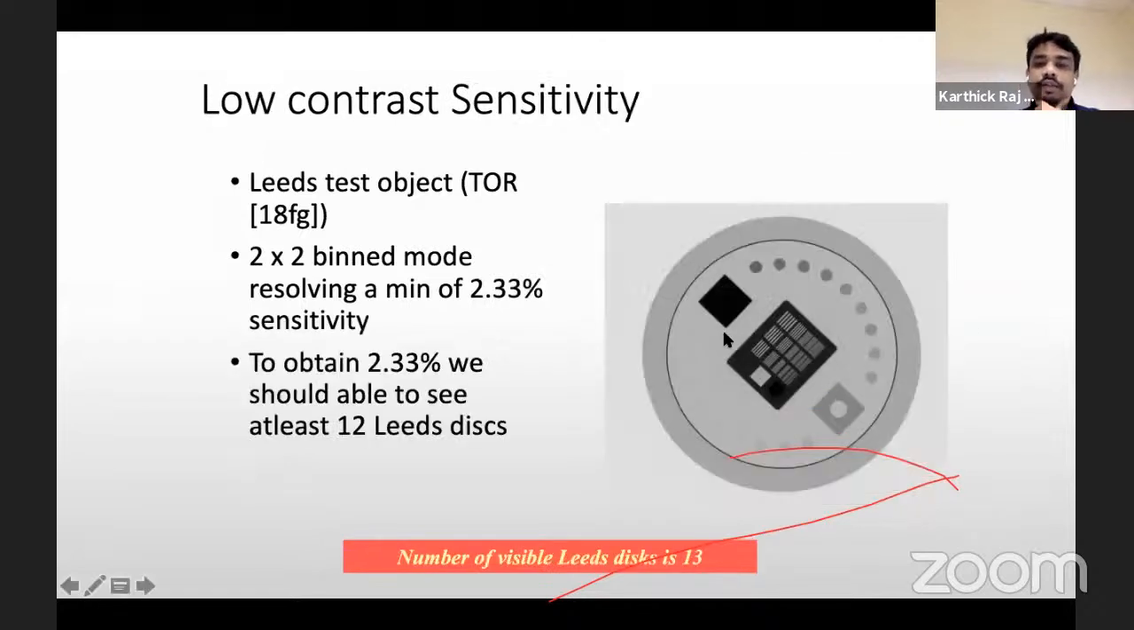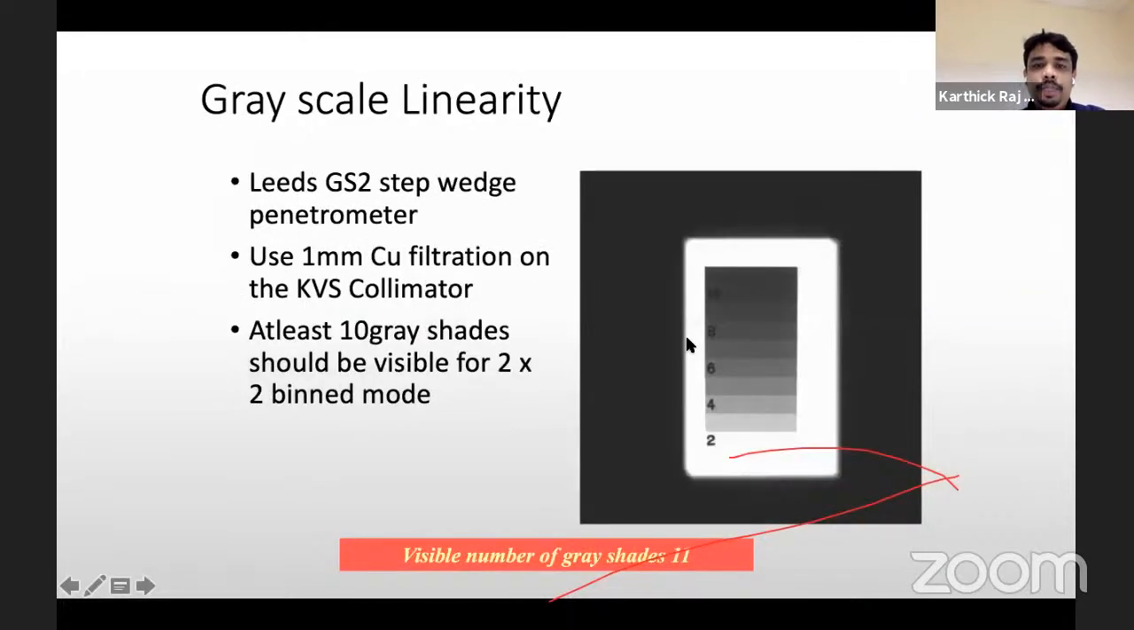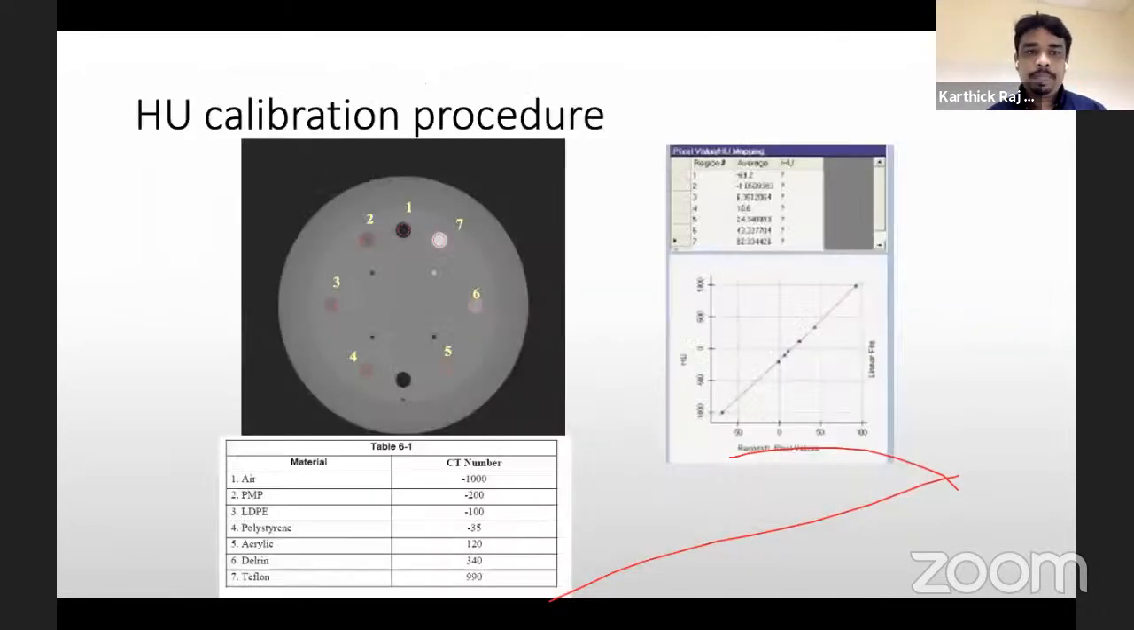Okay, this is another check which helps with the low contrast resolution. You can see the very small balls, which have different densities, whether you are able to appreciate them or not, so that you can see low density materials in the body. This helps us identify what level of low contrast you can appreciate. And this is a grayscale linearity test, where we have step wedges with different densities, to see whether you are able to appreciate the different shades. These are the image quality checks for the kV image, the 2D images, and for kV imaging or MV imaging you can do these tests.